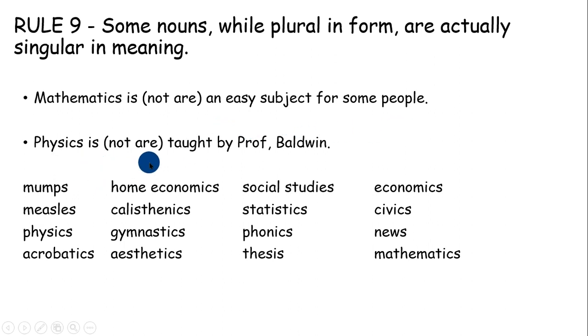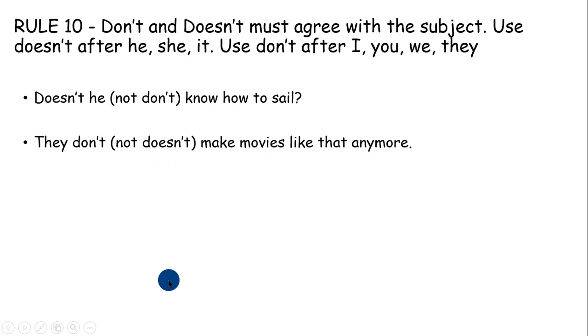Physics is, not are, taught by Professor Baldwin, right? And here are some more examples of nouns which are plural in form. Right? So mumps, home economics, social studies, economics. I won't read all of them, but I have given some examples of words which are nouns and are considered to be plural. Right? So while plural in form, they are singular in meaning. Right? So I hope that is clear. That is rule number 9.